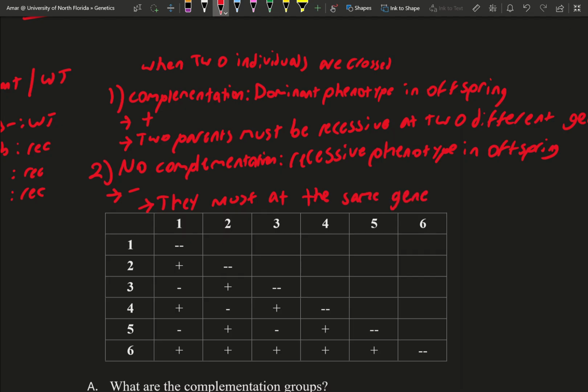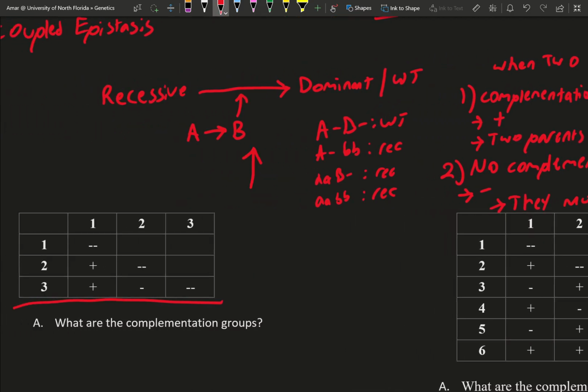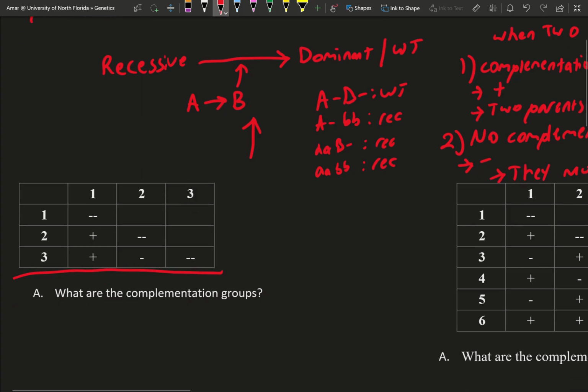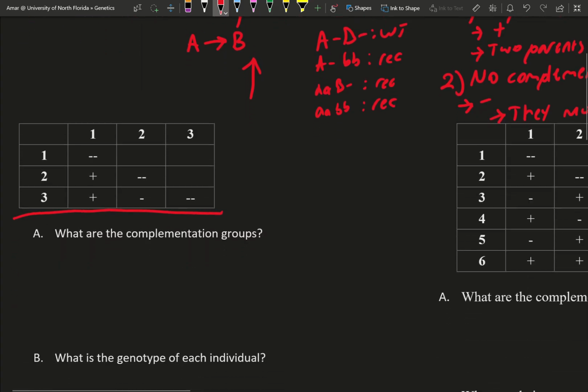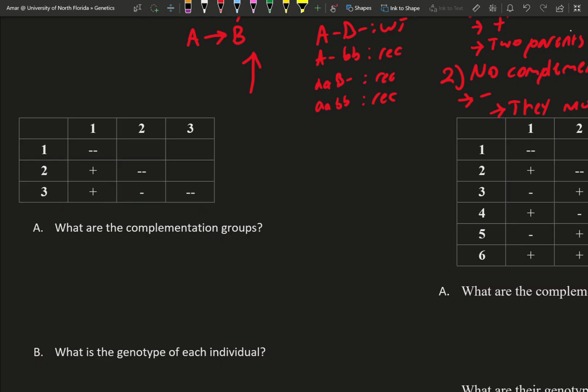So as you can tell, what we're trying to do with these tables is figure out how many different genes at minimum are involved for this reaction to occur, because we can have almost an infinite number of alleles for a particular trait, or even for a particular gene. So what we're trying to do is figure out how many different genes are involved in this epistatic interaction, okay? That's all complementation tables are. So let's try out a simple complementation table over here.